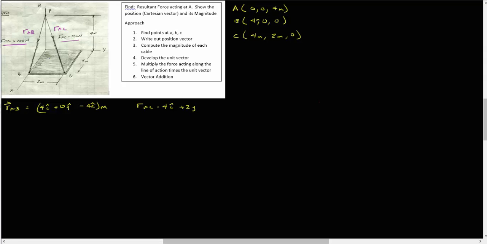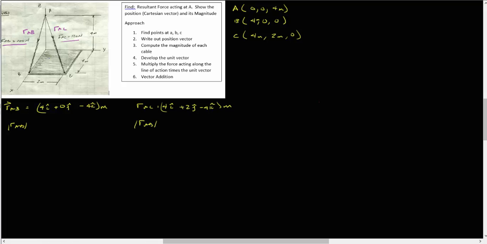And then RAC is going to be 4I plus 2J minus 4K. A lot of students have difficulties figuring out what direction you're going. So you can just find from point A to point B going positive X, not going anywhere in the Y, and then going down, so it's going to be negative, negative.